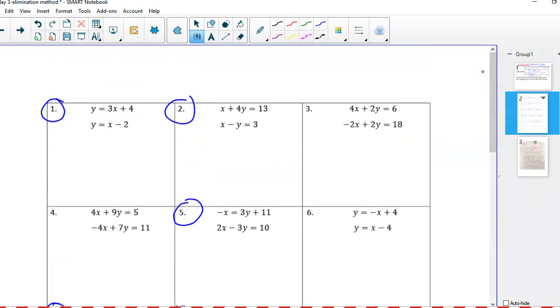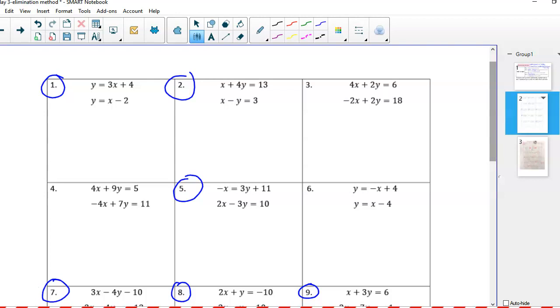Now, with all of these types of problems, elimination only works if they're lined up. Like in number 1, both of my y's are on the right, both of my x's and my constants are on the left, that's fine. Number 2, both my x and my y terms are on the same side, my constant is on the other. So they need to be lined up like that. If they're not lined up, you'll have to do that first.